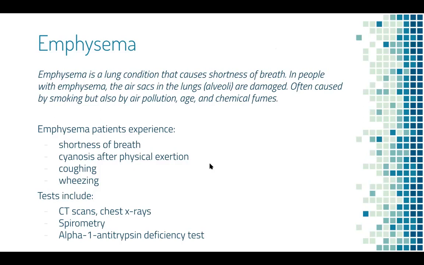Some tests for emphysema include CT scans and chest x-rays, spirometry, which is essentially if you've ever been to the doctor and you had to blow out a fire, that's what a spirometry test is, and an alpha-1 antitrypsin deficiency test, because often emphysema is caused by an alpha-1 antitrypsin deficiency, where the protein that protects the elastic structures in the lungs is deficient in the body.